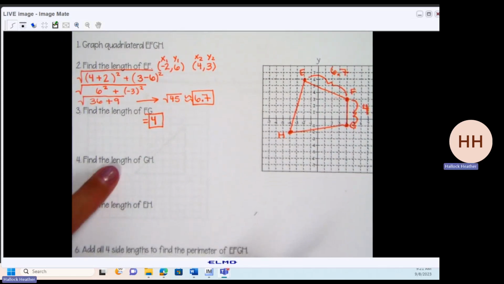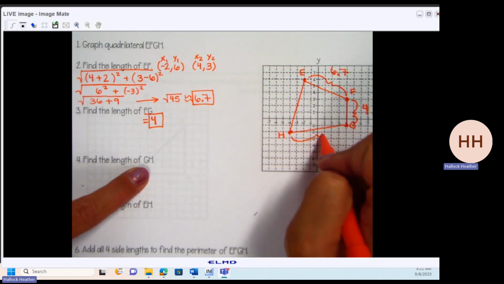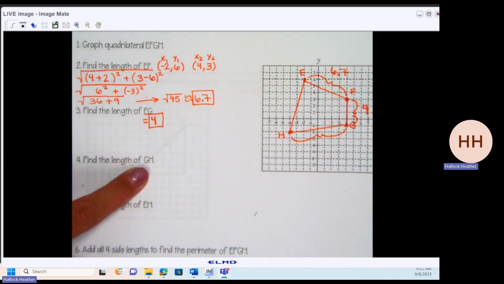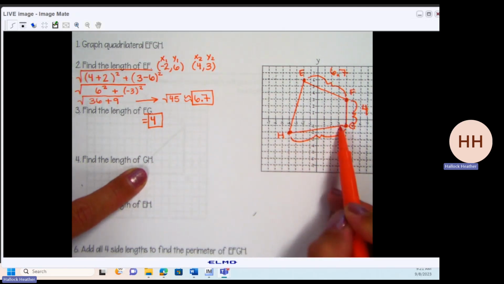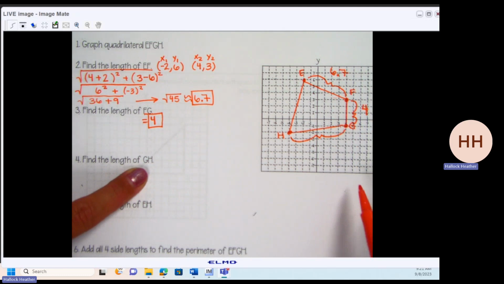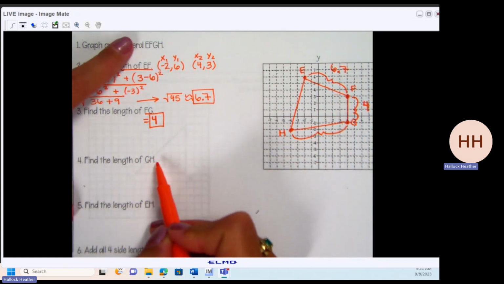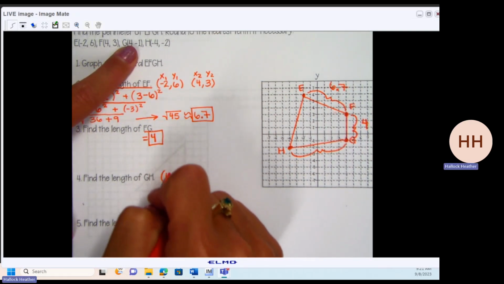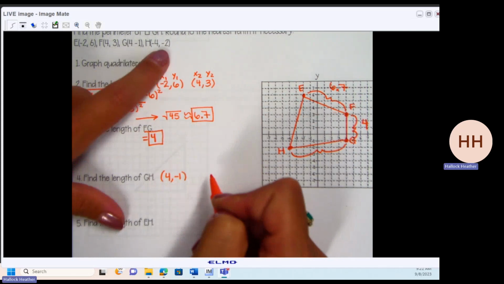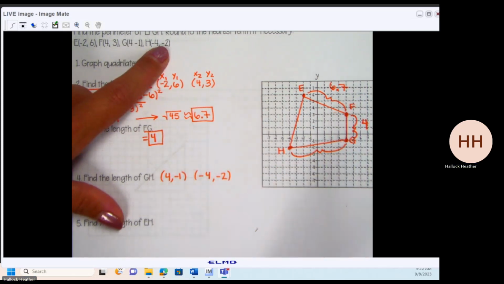The next one says find the length of GH. So I'm talking about this bottom piece from G to H. Since it's not perfectly side to side or vertical, it is slanted. I'm going to have to use the distance formula. So I am going to write G and H. I'm going to use the original coordinate points they gave me. G was 4, -1. H is -4, -2.